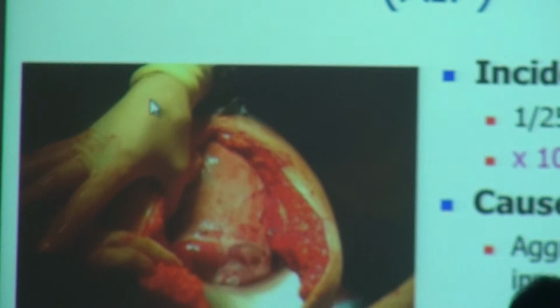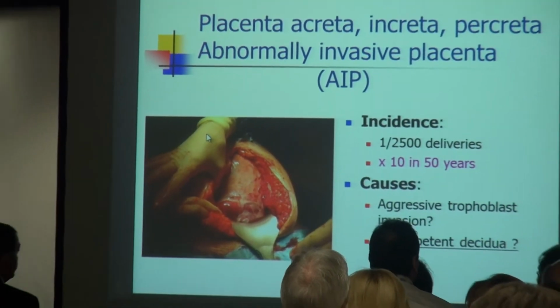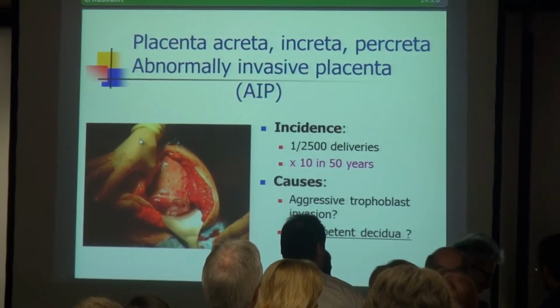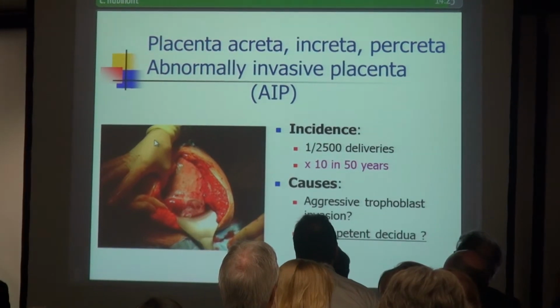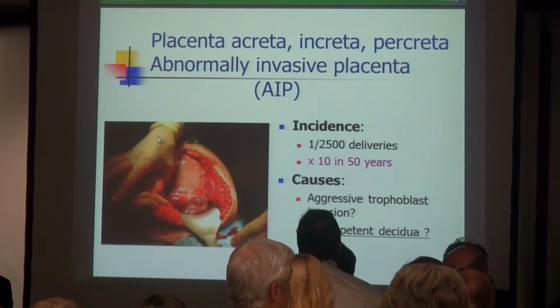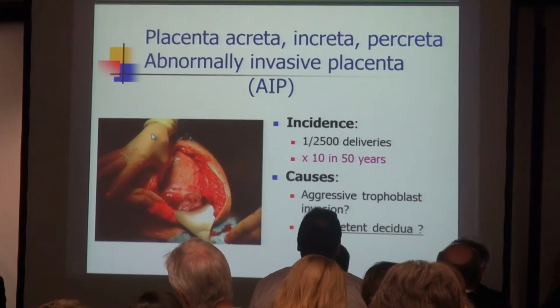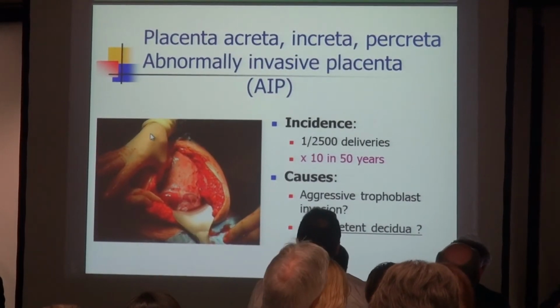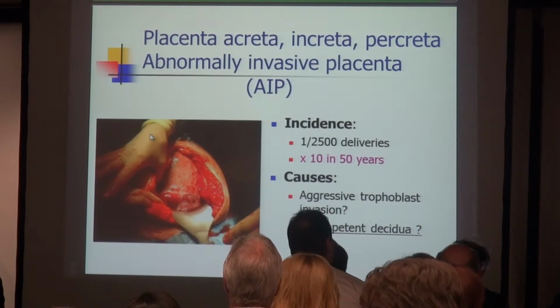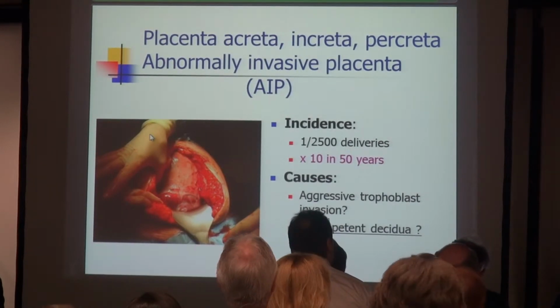Management of this abnormal placentation. So I will go briefly on the introduction. We are all focused on this new epidemic of abnormally invasive placenta, or AIP. And we still don't know yet what the causes are. Is it an aggressive trophoblastic invasion, or is it an incompetent decidua? The second hypothesis seems to be the more accurate.